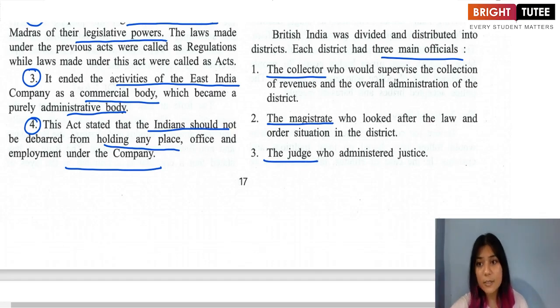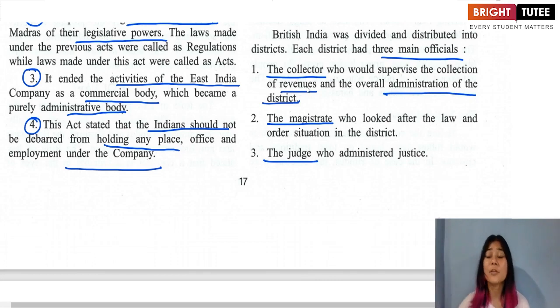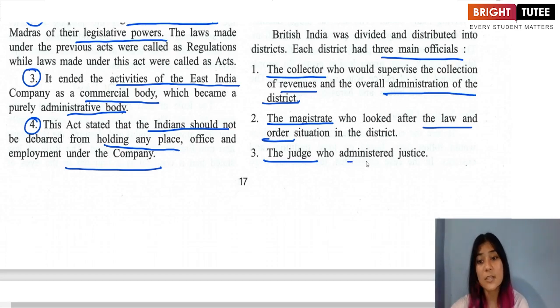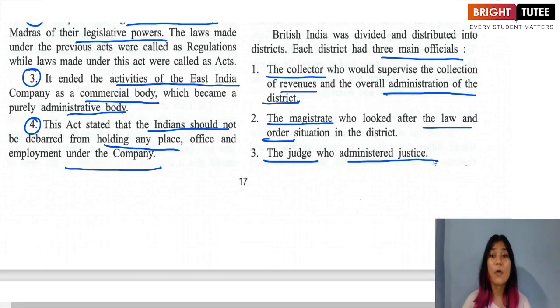Now, the collector supervised the collection of revenues. It collected revenues from the people, and it also ran the administration of the district. It looked after the overall administration of the district. The magistrate looked after the law and order in the district, making sure that proper law and order was maintained. And the judge administered justice. The judge provided justice when somebody requested it.